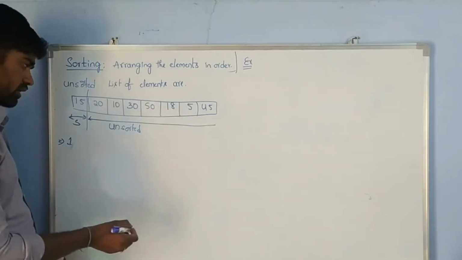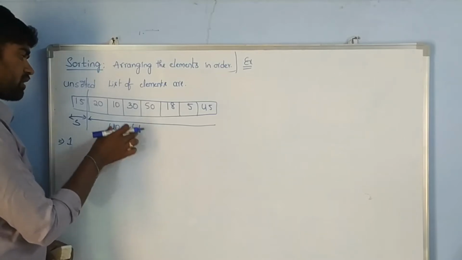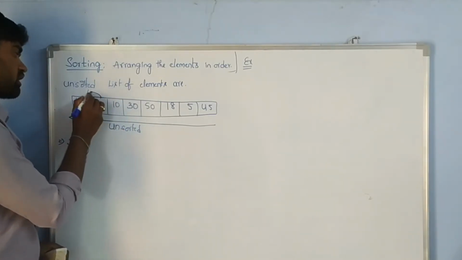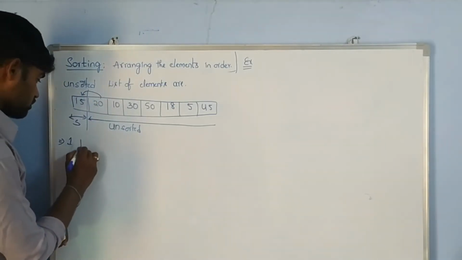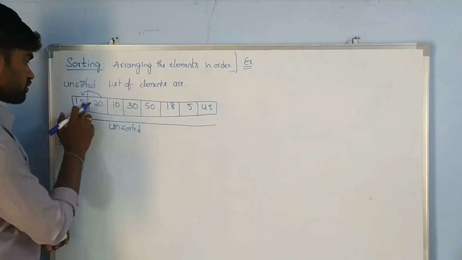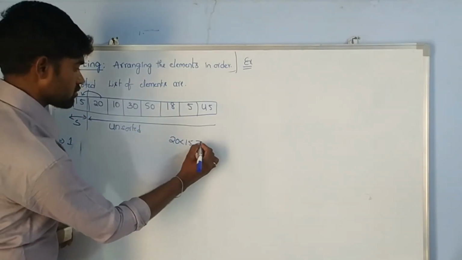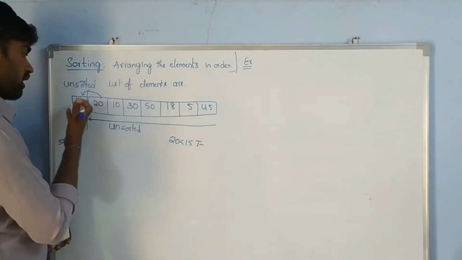So in iteration number 1, what are we doing here? We are moving the first element of the unsorted portion. What is the first unsorted element here? 20. That we are moving to the sorted portion in a specified order. How do we need to move? First we need to check, is 20 less than 15? Is the condition true? No, the condition is false. Directly you can write it after 15.